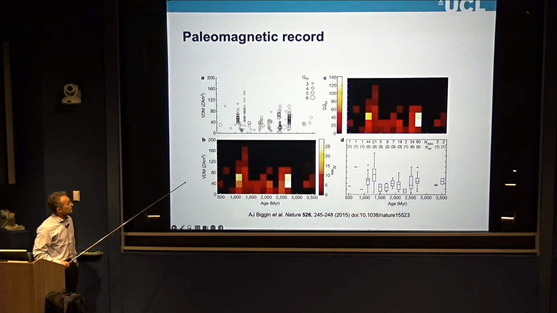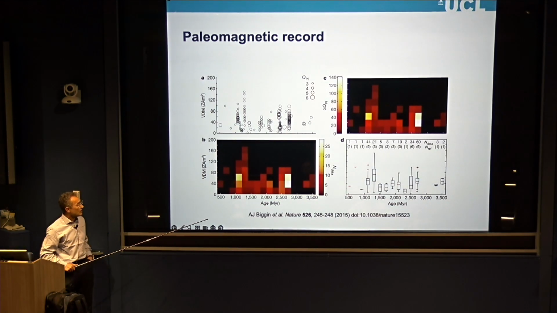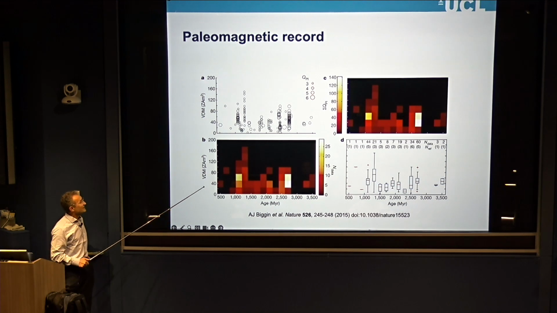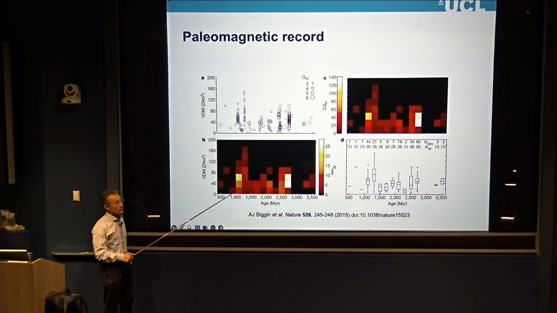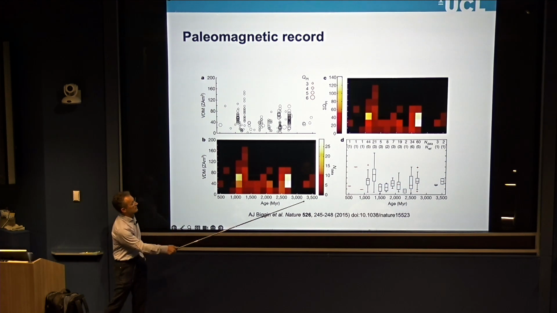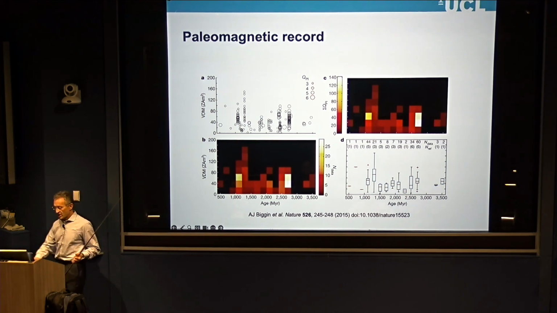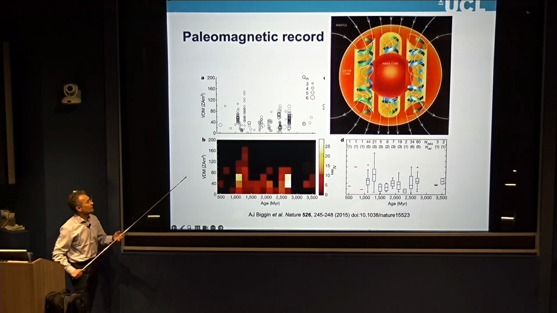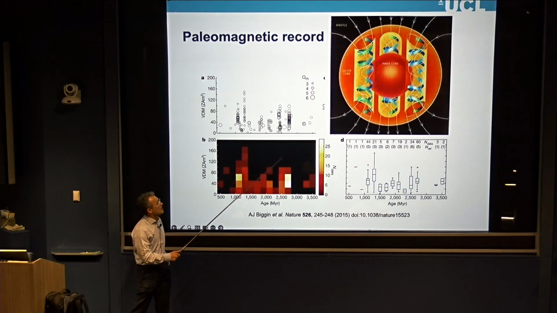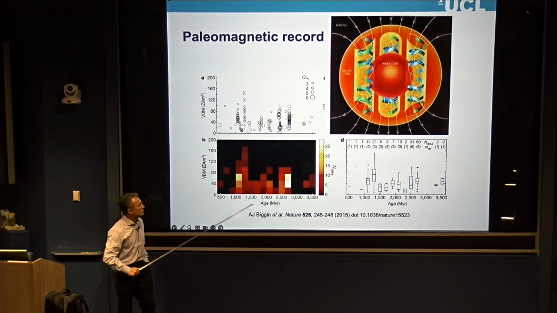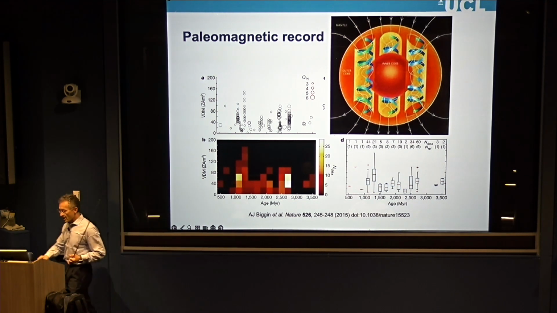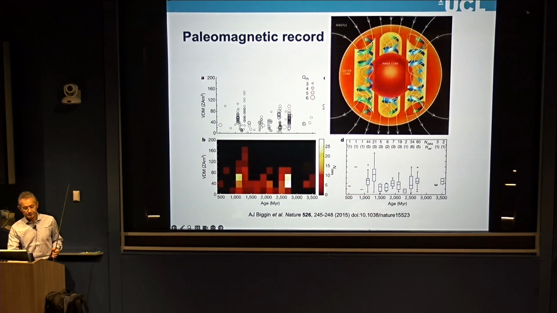We know that the field has been around for most of the age of the Earth. We have data of the field stored in rocks that go back at least 3.5 billion years ago. So it's most of the age of the Earth. So this process of convection in the outer core must have been going on for all this time. How can you sustain convection?